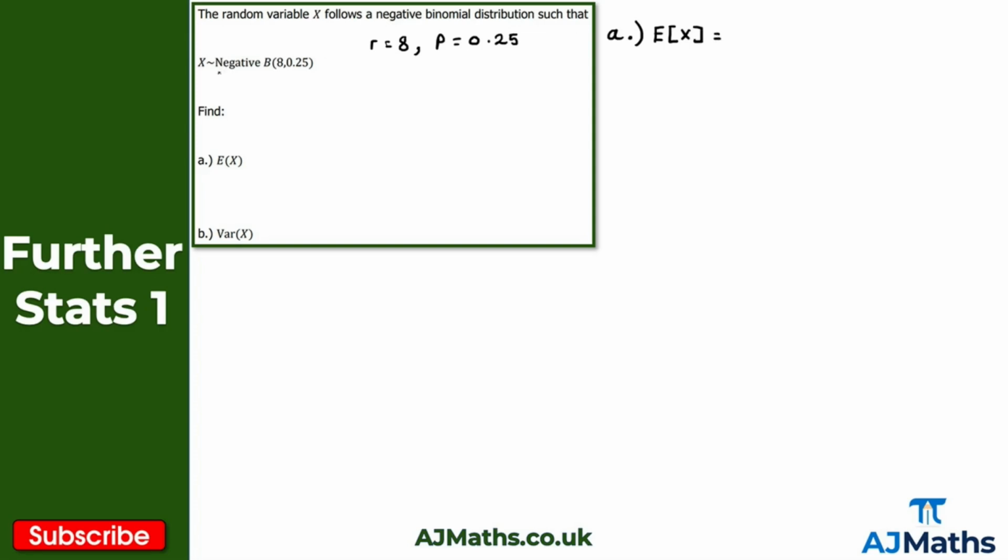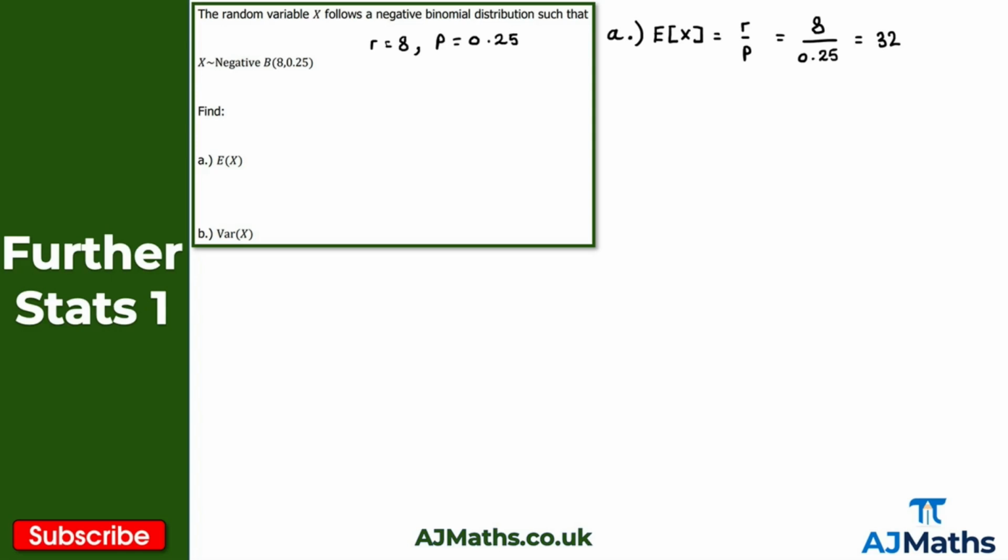Because this random variable follows a negative binomial distribution, the result is simply r divided by p, using the results that we established at the beginning of the video. So r over p: r is equal to 8 and p is 0.25. So I've got 8 divided by 0.25, and nice and straightforward, this will give us 32. There we have it, that's the answer to part A.